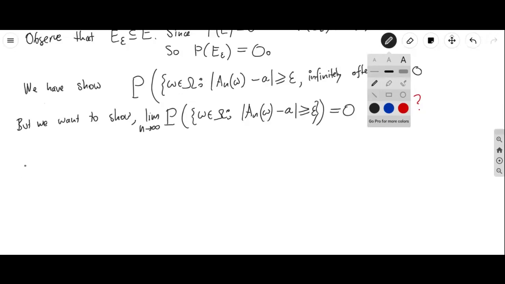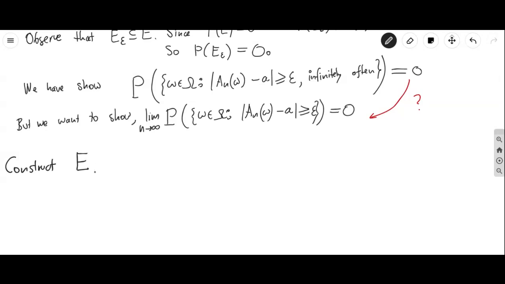So let's write it in the following way. We're going to construct the following event. Let's call this event E. So we have E_epsilon,n. And this is going to be the event, by definition, the set of sample points with the property that |A_i(ω) − A| is greater than or equal to epsilon for some integer i greater than or equal to n.